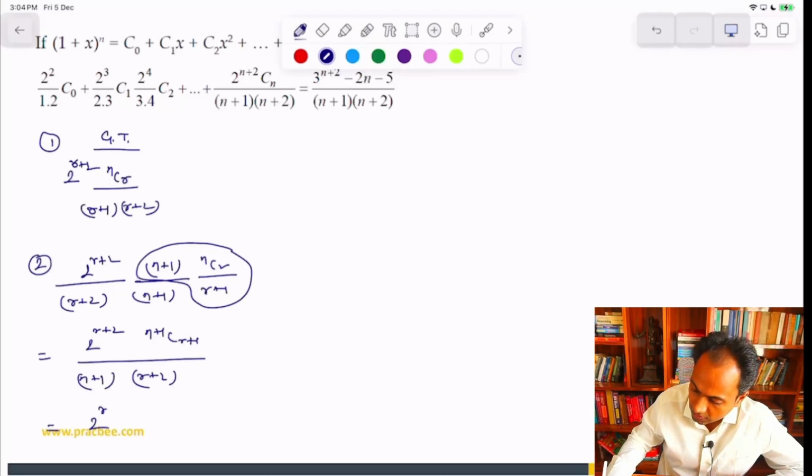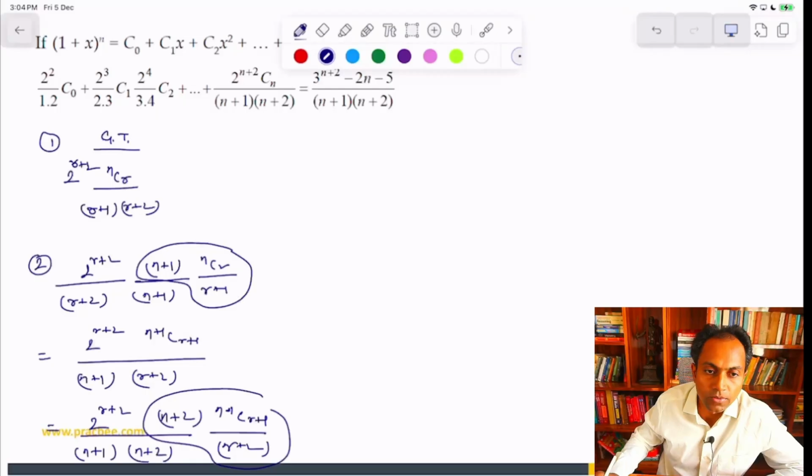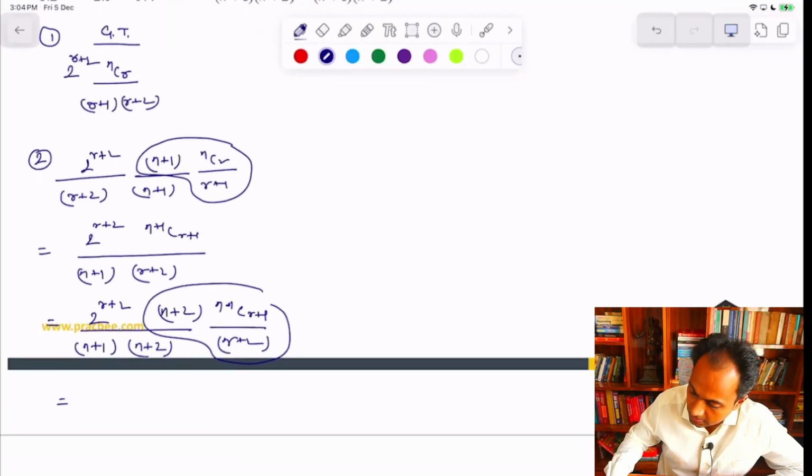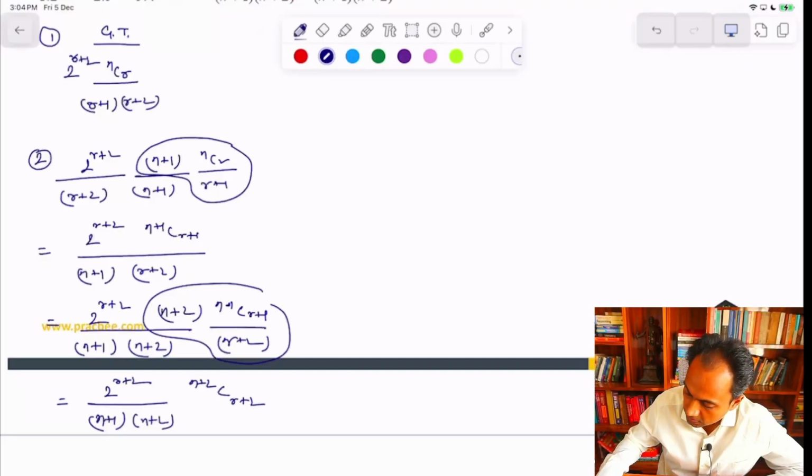Apply the same concept one more time. Multiply and divide by n plus 2. So what is left in the denominator is (n plus 1)(n plus 2), and we have n plus 1 C r plus 1 by r plus 2. Again apply the property. So what we are getting is 2 raised to the power r plus 2 by (n plus 1) into (n plus 2), and here what we have got is n plus 2 C r plus 2.